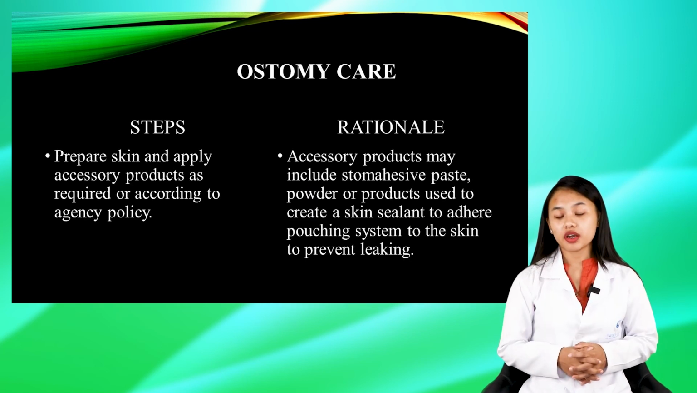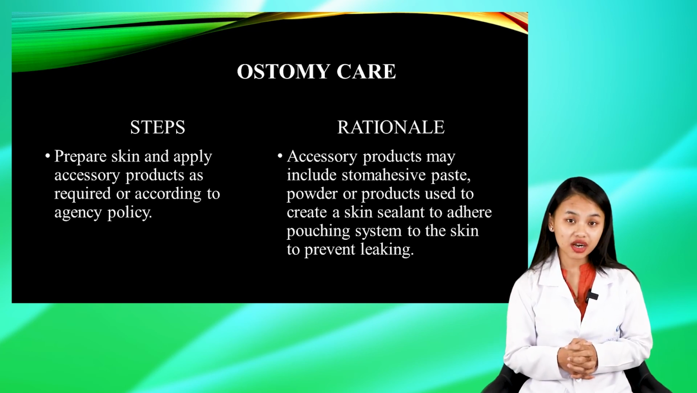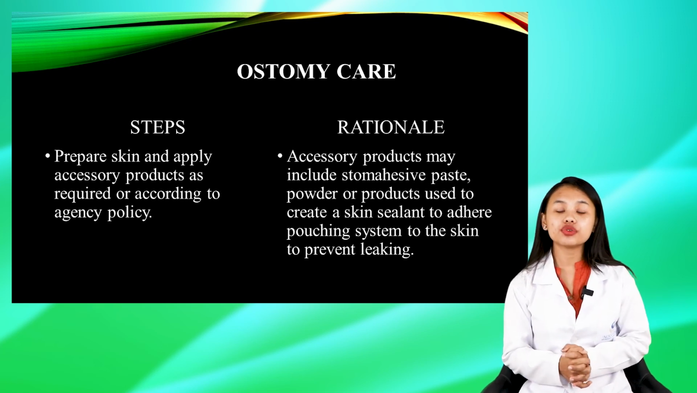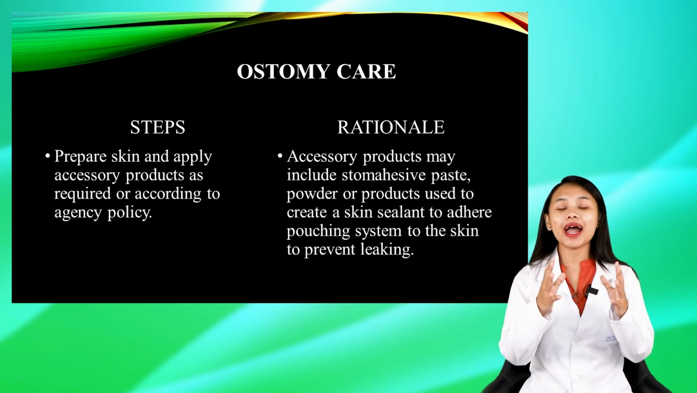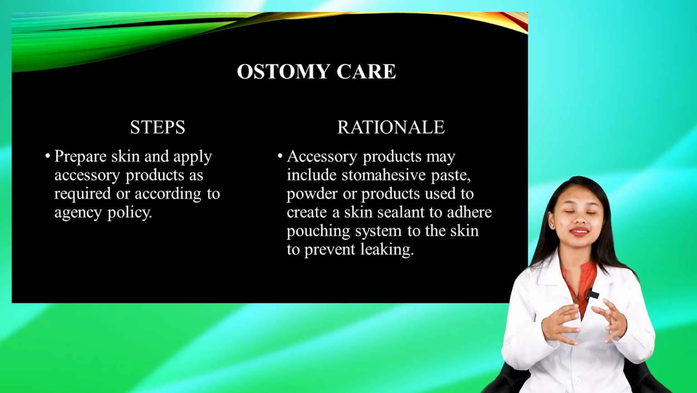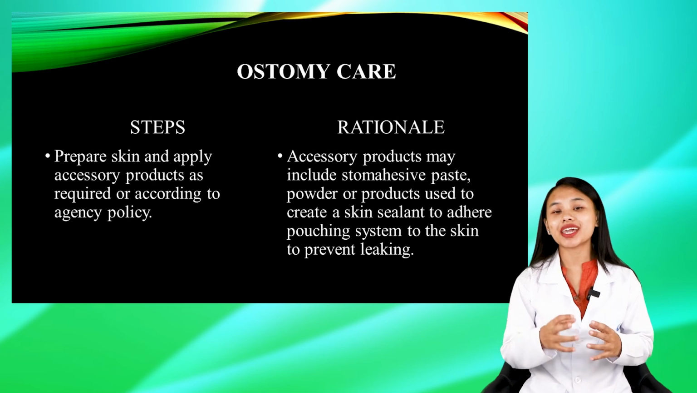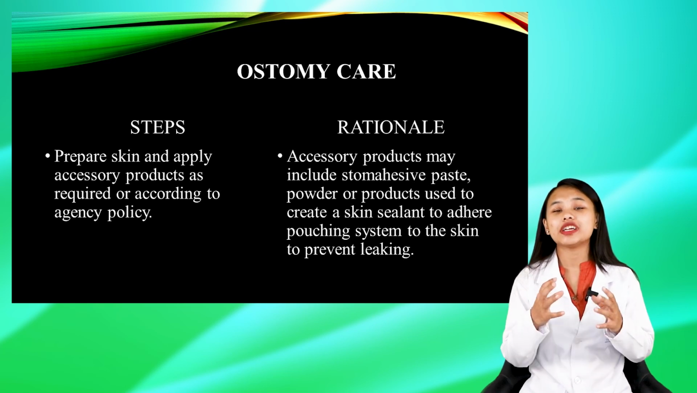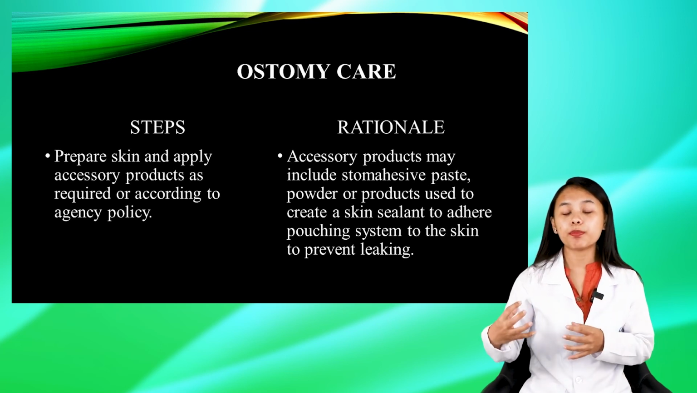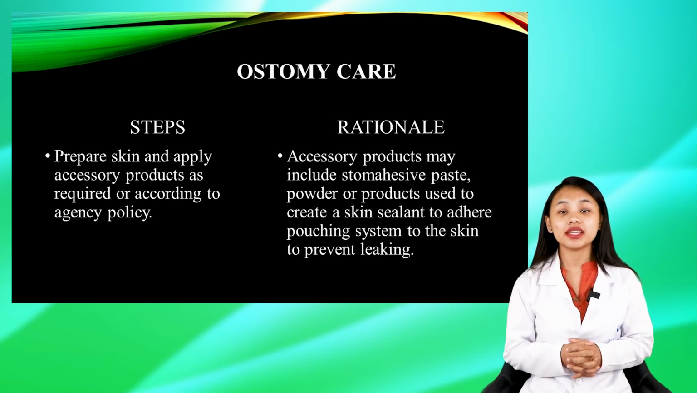You must prepare the skin and also apply the accessory products as required or according to the agency policy. And these accessory products can include the stoma adhesive paste or the powder or any other products which can be used to create a skin sealant in order to adhere the pouching system to the skin to prevent any leakage.